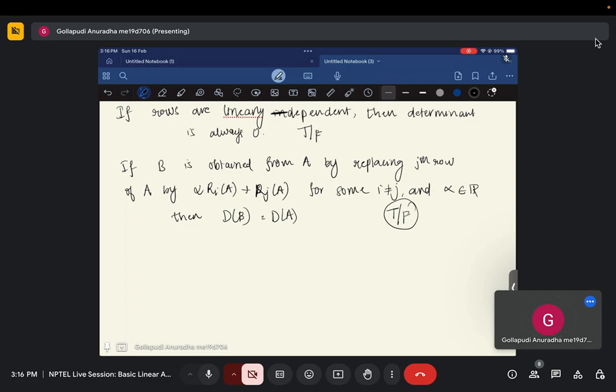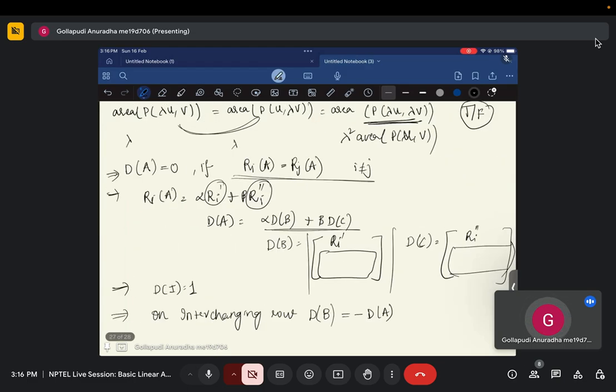What do you say? True, ma'am. It's a true statement. So how can you find it? For example, you have a matrix with Ri row and Rj row, and you're getting matrix B by replacing the jth row with alpha Ri plus Rj. So how can you write this? As we saw here, you can express it as a linear combination.